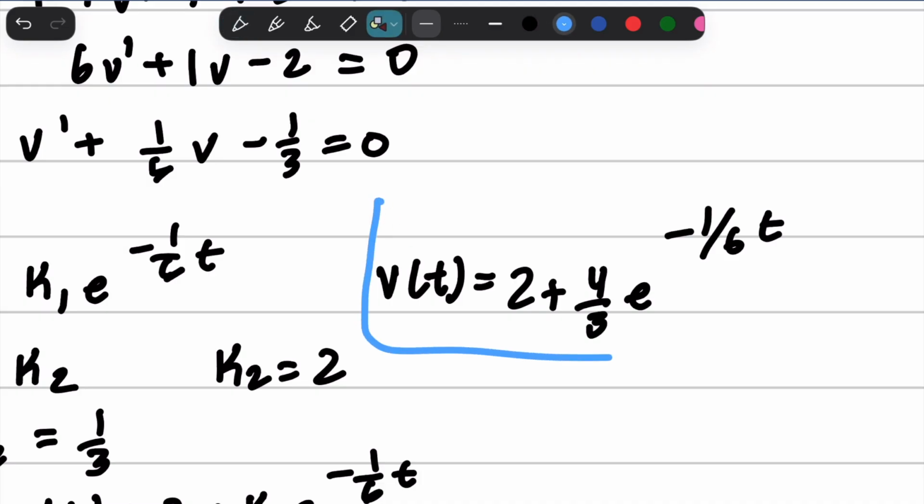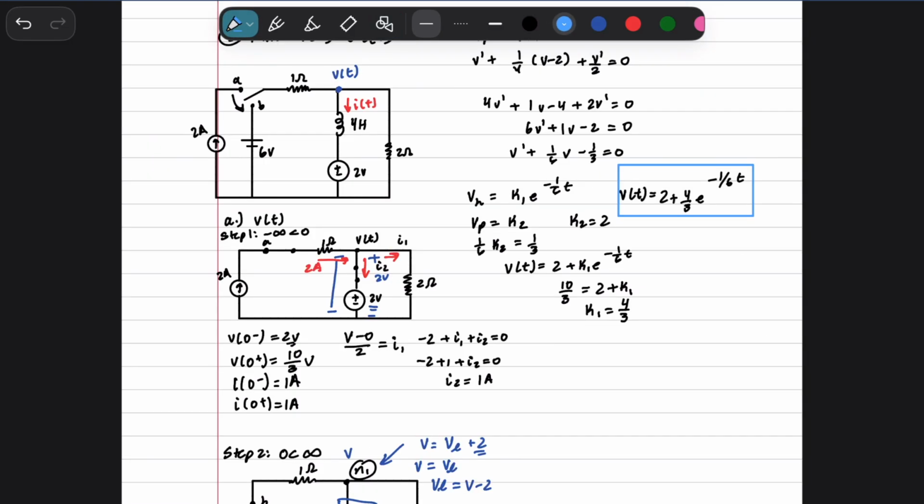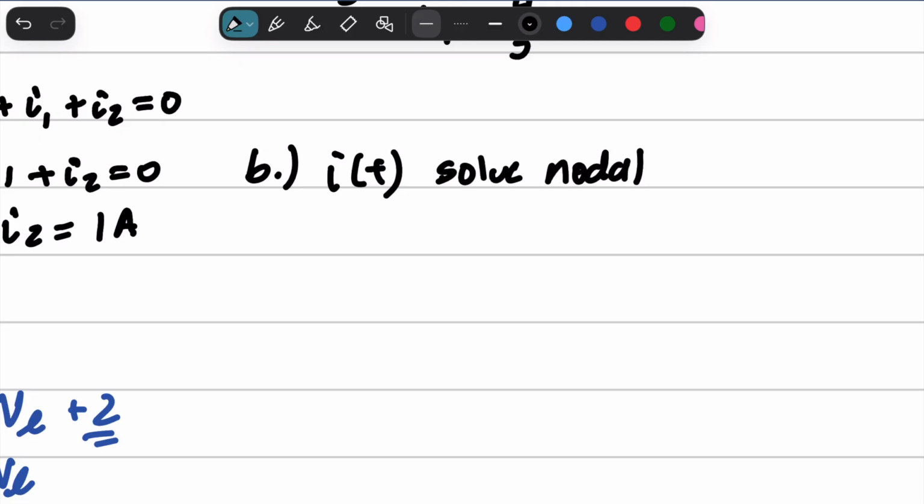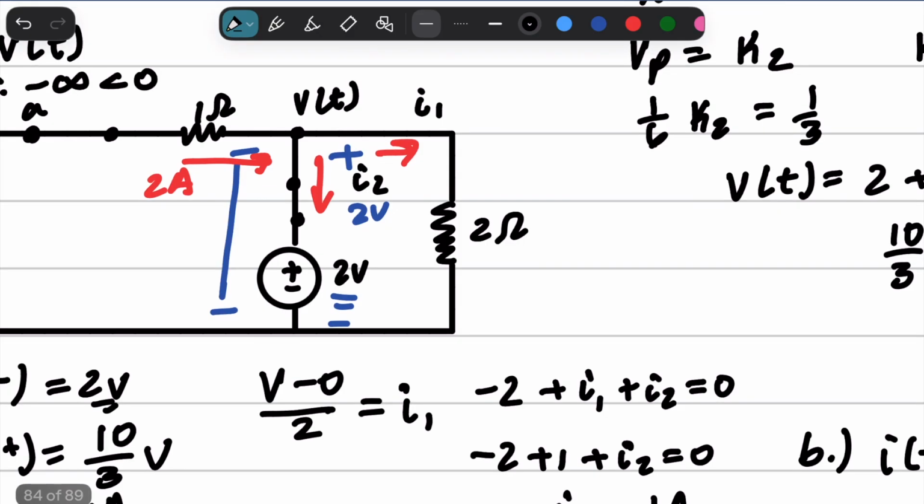And that's the voltage. I'm not going to solve the current, at least for this portion, with a loop analysis. Instead, I'm going to continue with the nodal analysis. Okay, so I of t, solve with nodal analysis this time, and I will show you why after we solve for this I of t. Okay, remember what we're solving for. We're solving for the I of t in this branch. Okay, keep that in mind.